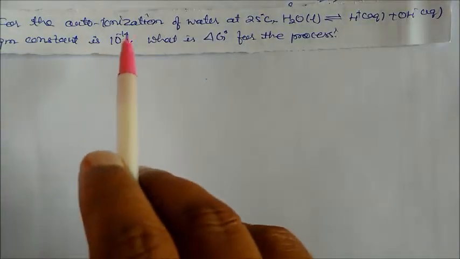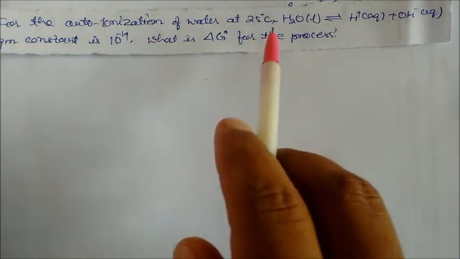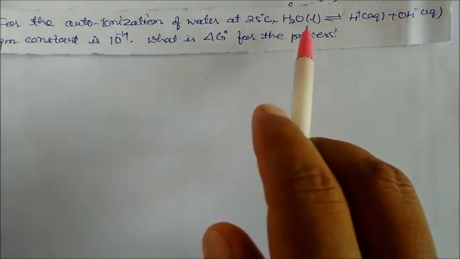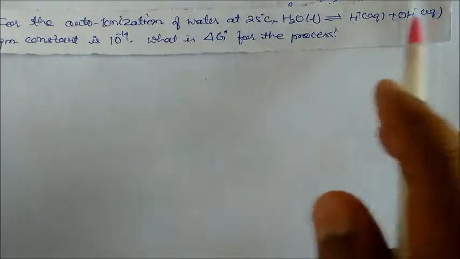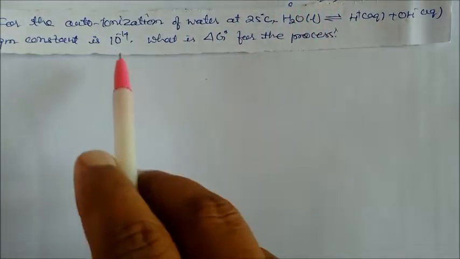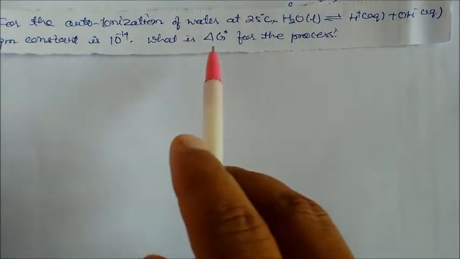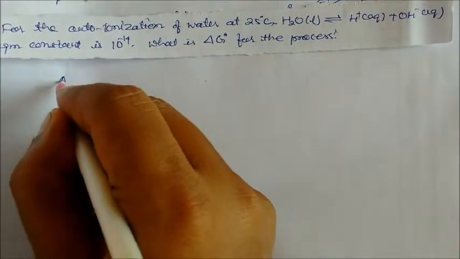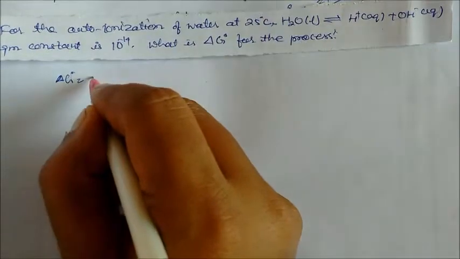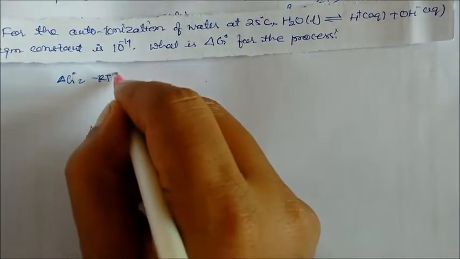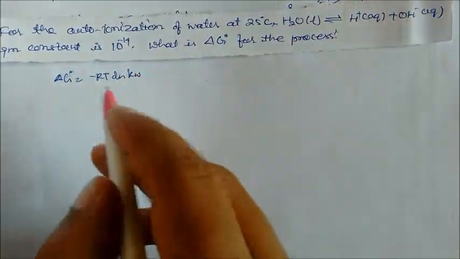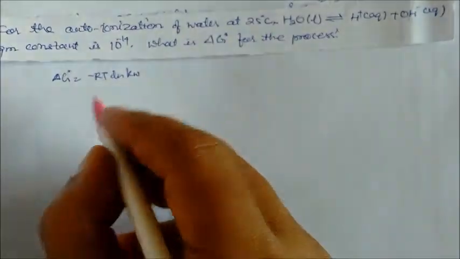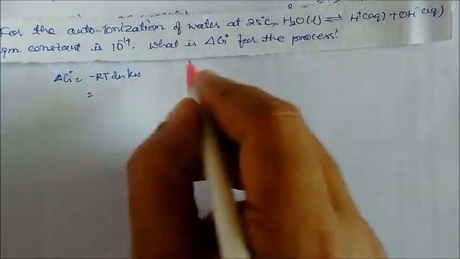For the auto ionization of water at 25 degrees centigrade, liquid water is converted to H plus and OH minus, these are the ions. The equilibrium constant of this is 10 power minus 14. So what is the delta G naught for this process? Here again we'll use the same equation: delta G naught is equal to minus RT natural log KW. Instead of K we have KW over here, so put all the values.